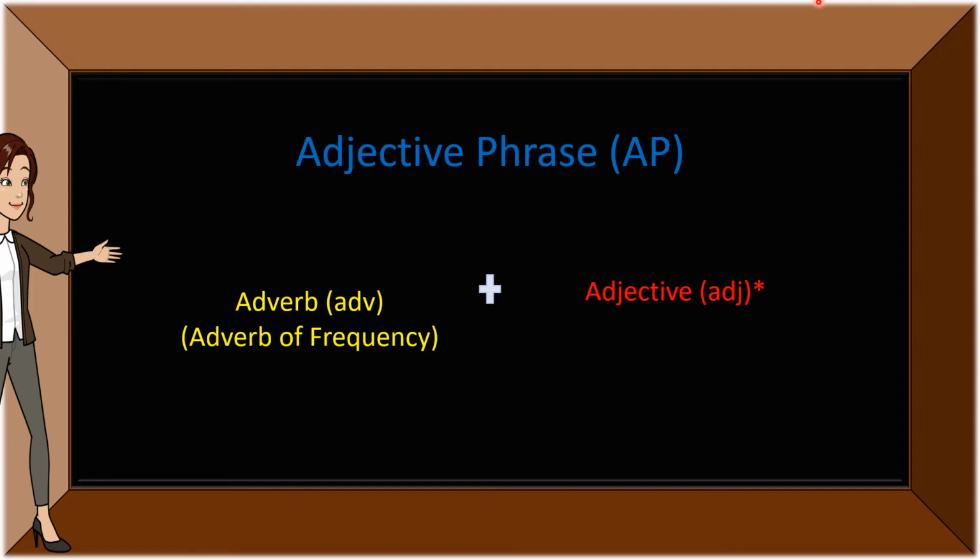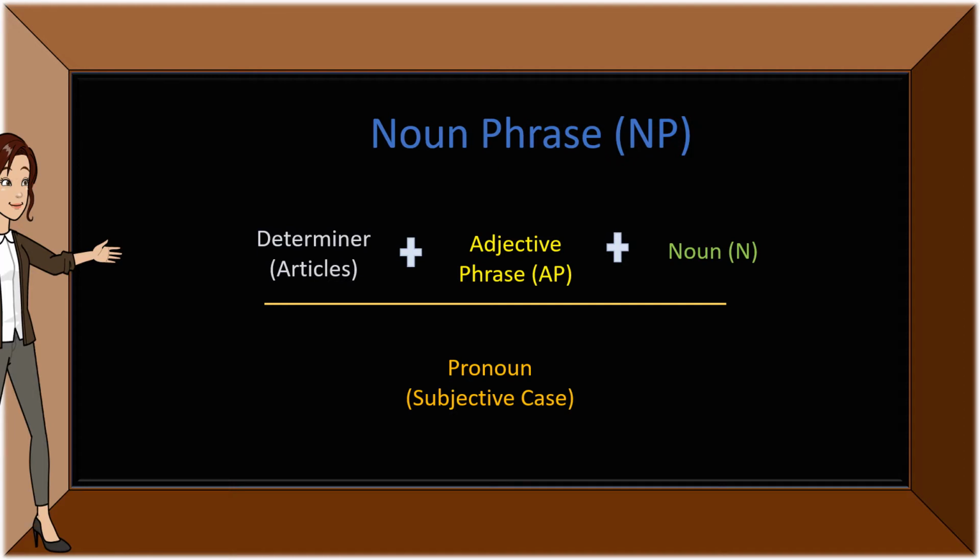Adjective phrase, AP. Now, we know that an adjective phrase can have an adverb of frequency modifying that adjective. And we know there can be more than one adjective, and we showed this possibility with a star. We know that an adjective phrase can be inside a noun phrase, and we call that attributive adjective. Most of the time, the attributive adjective is right in front of the noun it's modifying, but every once in a while, you're going to find it behind the noun it's modifying, and we call that postpositive attributive.